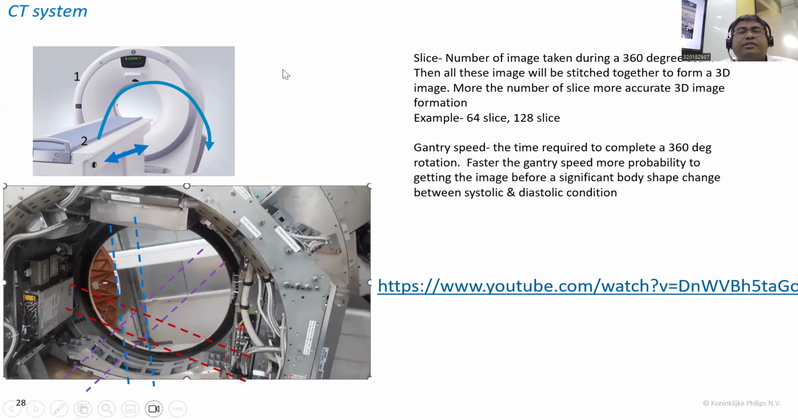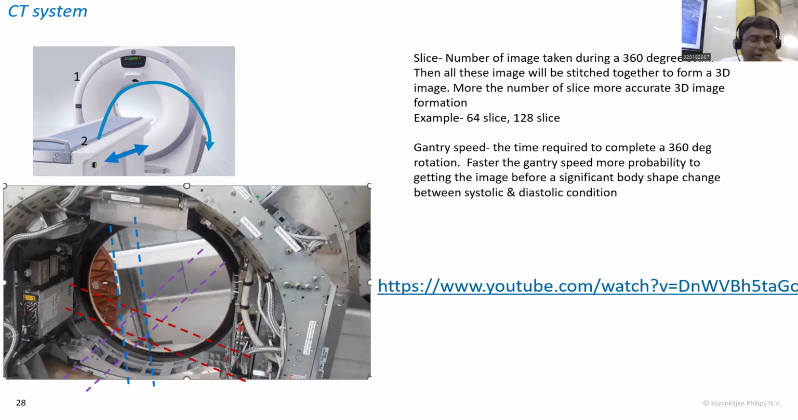The reason for this high speed is that, as we know, the human body is not standstill. Your heart moves between systolic and diastolic, it expands and contracts. Accordingly, all the veins also expand and contract. So if I have to stitch one image at an expanded condition and another image at a contracted condition, it creates error during stitching.